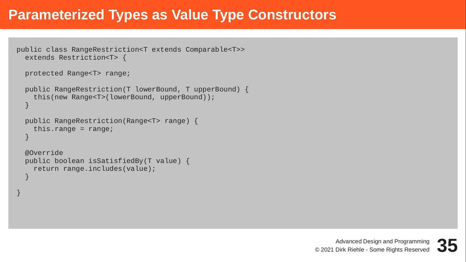Anyway, so here's another example using generics. You could define a range restriction, right? You want to say integers, but only from 0 to 10. So you define a range which restricts possible integers, needs a lower bound, needs an upper bound, and so forth, and then you can have functionality, whether some ranges overlap or some values are included in a range or excluded, and so forth. And here we're using generics to create that value type constructor functionality.